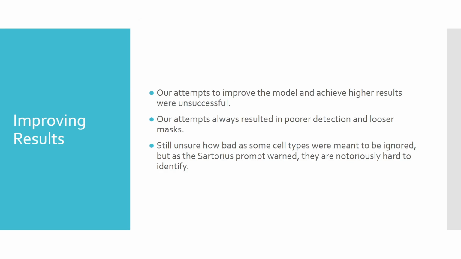Working with it, we figured there were 3 cell types or neurons we could actually identify, just to get familiar with it, and we could at least figure it out from there. It proved to be a little more difficult in the long run. Our attempts at getting better results ended up resulting in poor detection and looser masks, and we're still unsure how bad, as some cell types were meant to be ignored, but as the Sartorius prompt warns, they're notoriously hard to identify. So I can't feel too bad about it.